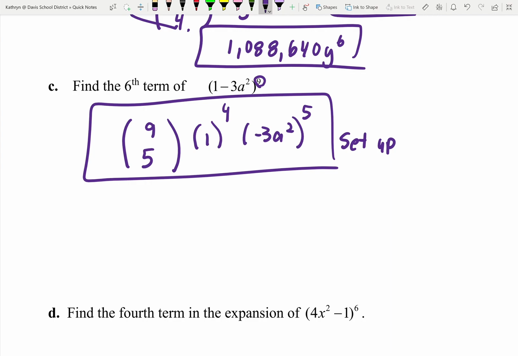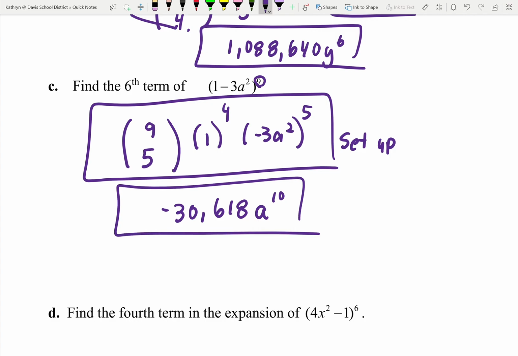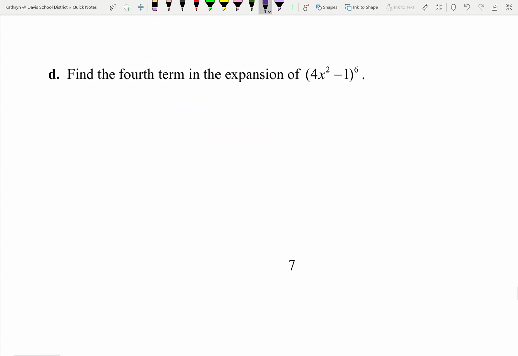Everybody go 9, PRB, right, enter, 4, enter. Do I need to worry about multiplying it by 1 to the 4th? No. So I'm going to go times parenthesis, negative 3, close it, raise it to the 5th, hit enter, and I get negative 30,618. Do they want the a in the answer? Yes, they do. That's going to be an a to the 10. 2 times 5 is 10. That's your answer.